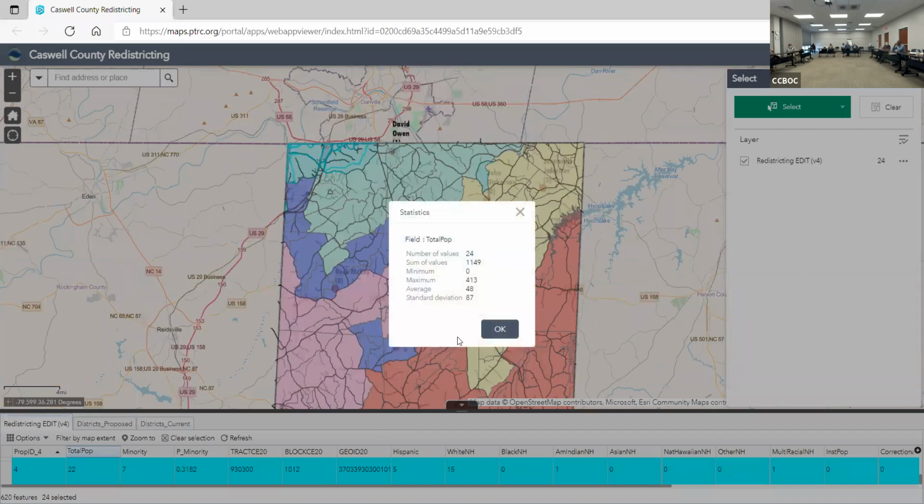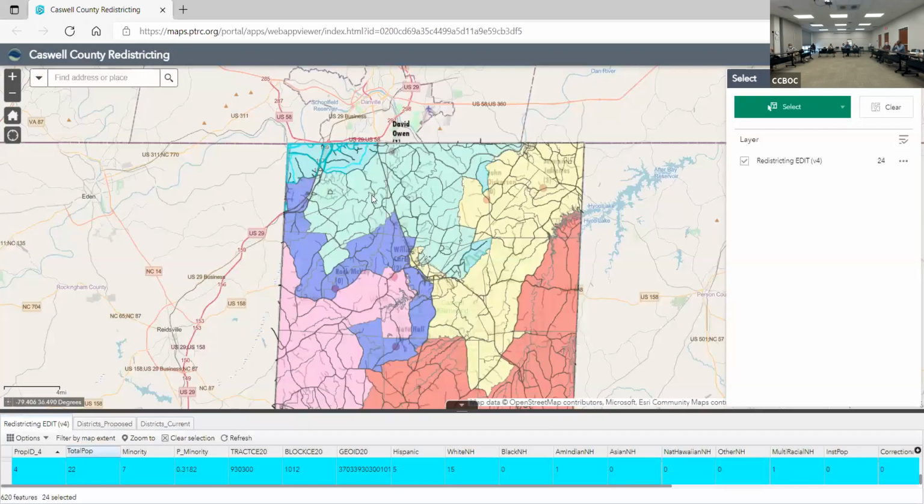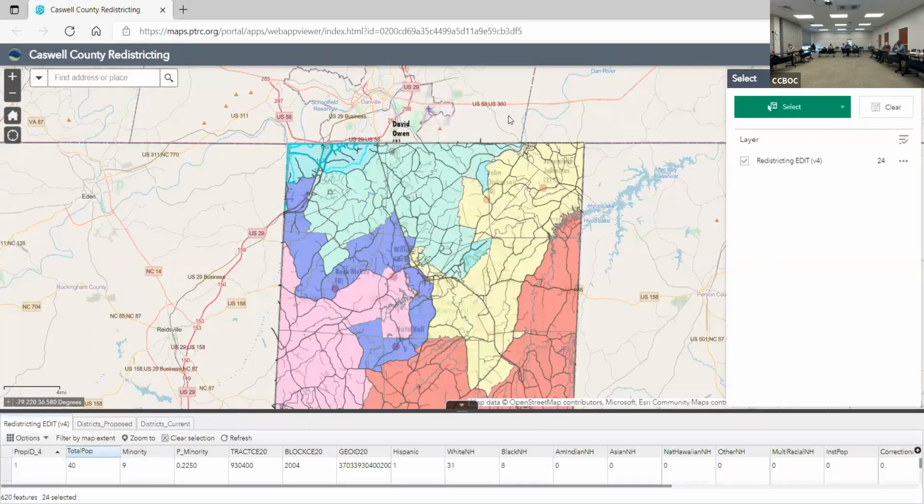So 1,149 is what I have now. 1,149 people. That's about 28% minorities. If you look at any other portion of Pelham, you come up with between 20 and 22% minorities. So if you would apply any other part of Pelham to that minority majority district, other than the district that's highlighted here, you reduce the minority majority percentage by 2%.